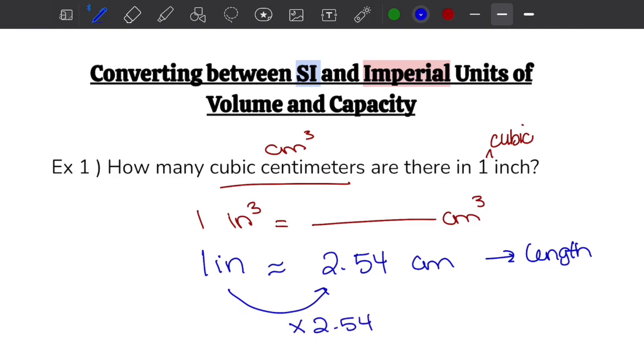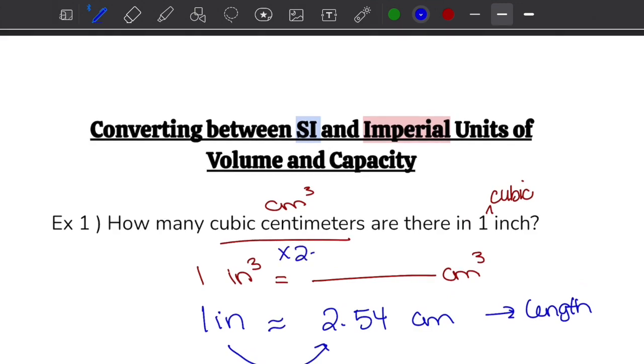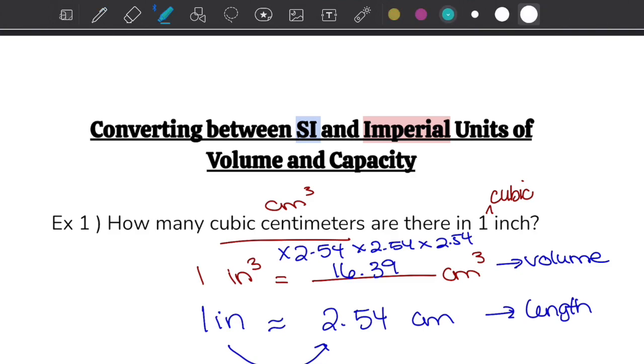Now I do the same thing to the top. I also multiply by 2.54. However, this is a unit of volume, so I need to do that 3 times. So grab your calculator and go 1 times 2.54 times 2.54 times 2.54. And the answer should be 16.39. I'm going to round to 2 decimal places. So the conclusion is that there are 16.39 cubic centimeters in 1 cubic inch. This is the final answer.